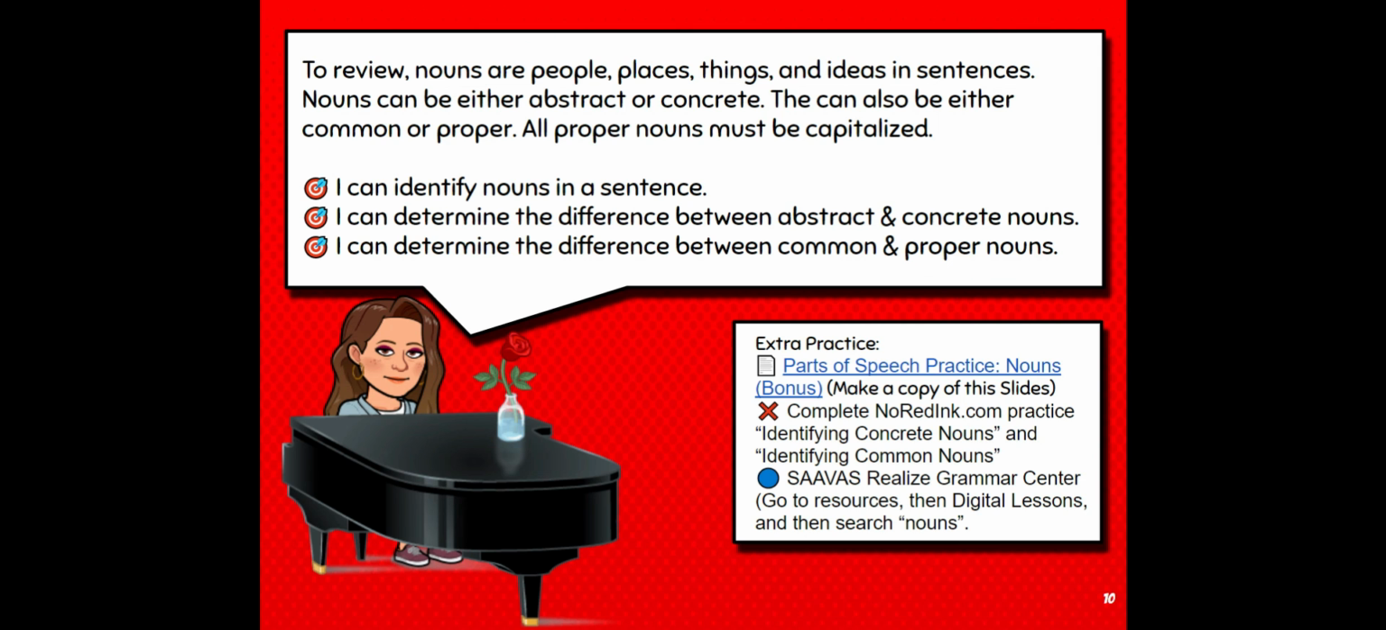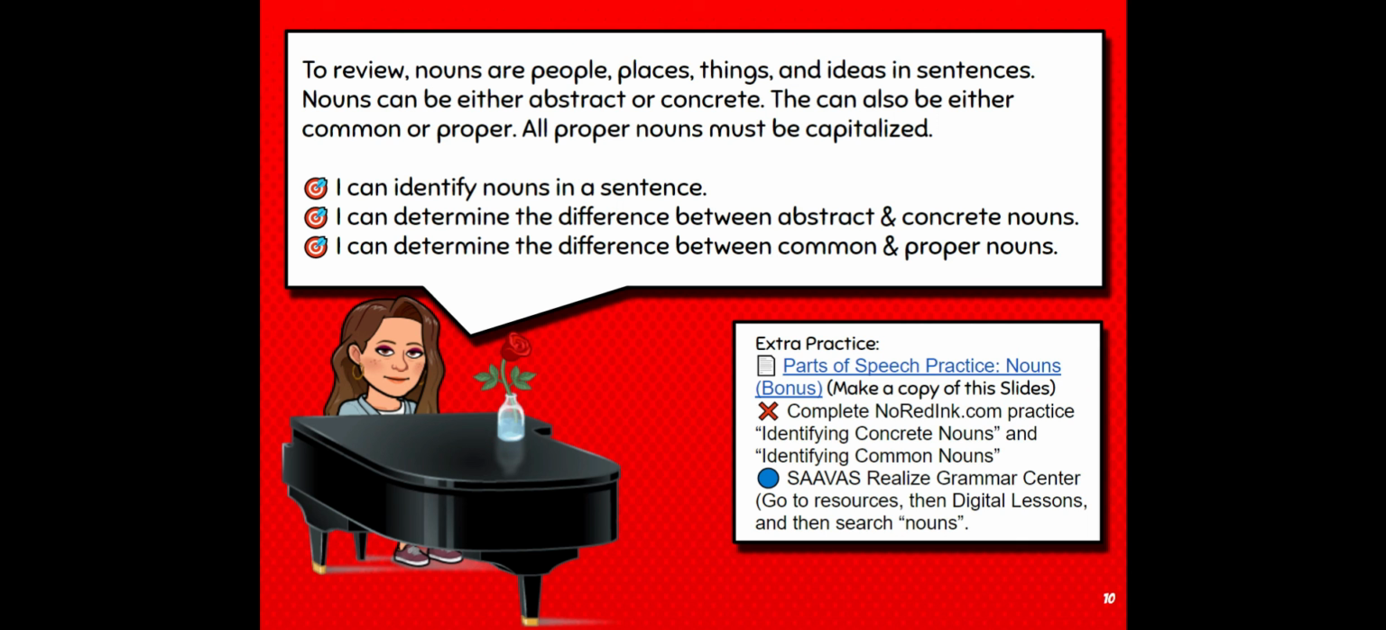To review, nouns are people, places, things, and ideas in a sentence. Nouns can either be abstract or concrete. They can also be either common or proper. All proper nouns must be capitalized.